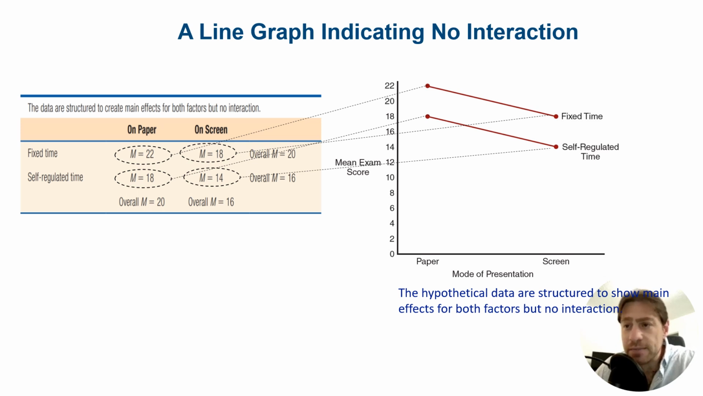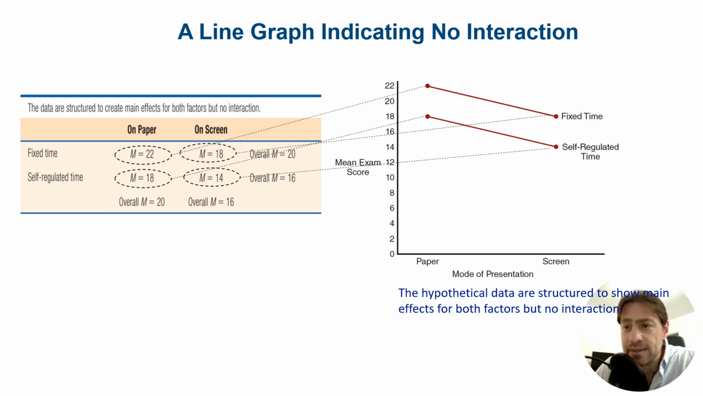So if we ask, does presentation mode matter? The answer appears to be yes. People do worse when using screens than paper, and the difference is about 4 points. And this is true both for the fixed time and the self-regulated time condition.